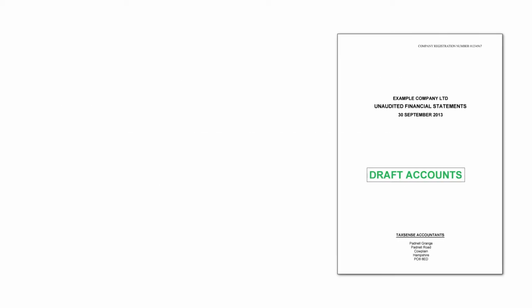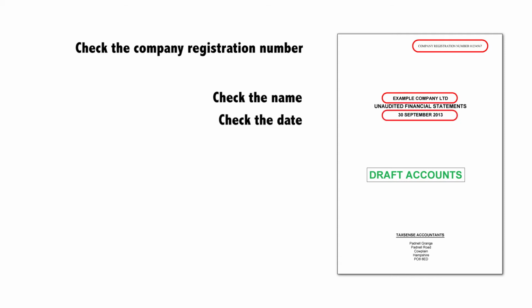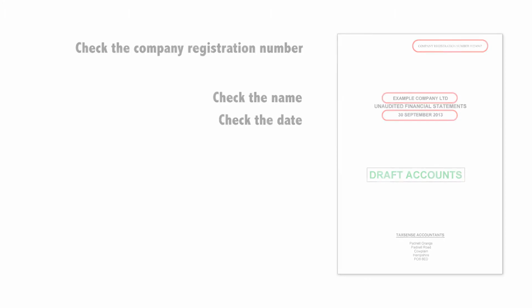This is the first page of your accounts, also known as financial statements. These are draft accounts, which means they're not yet finalised and could be subject to amendments. Check your company registration number is correct. Check your company name. This should be stated in full and not abbreviated. And also check the date is for the correct accounting period.